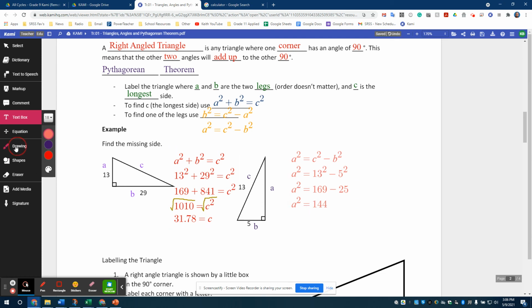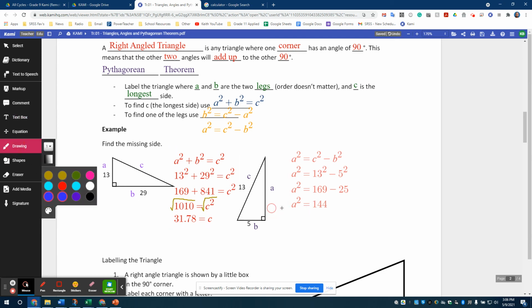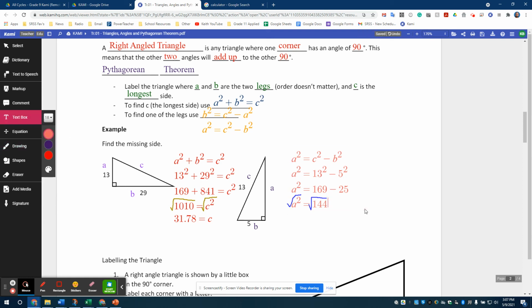Because once we get here, now we need to take the square root, because we need to get A all by itself. This side is not 144. It's the square root of 144. So if we take the square root of A squared, it's going to be just A. And if you take the square root of 144 on your calculators, you should get 12. This is going to have a side length of 12.